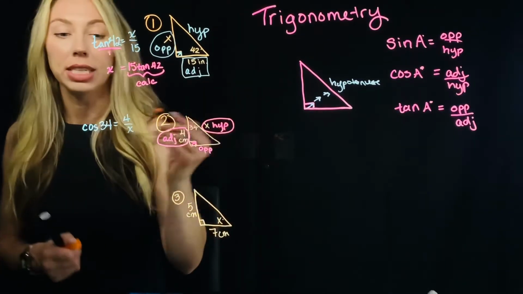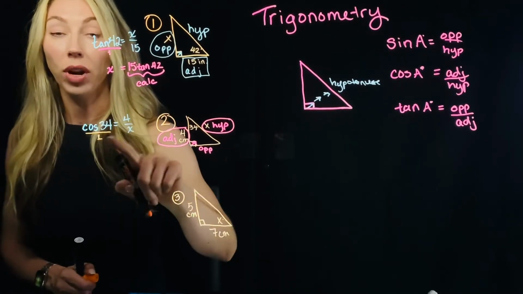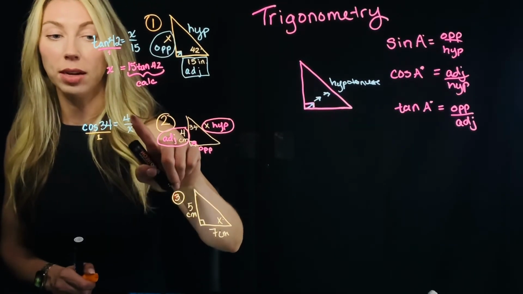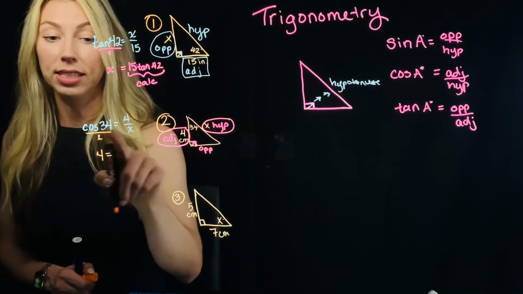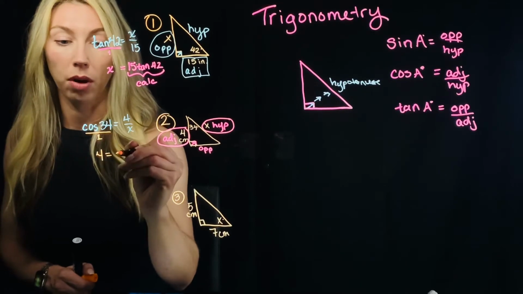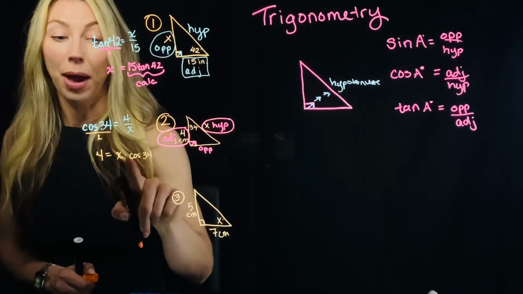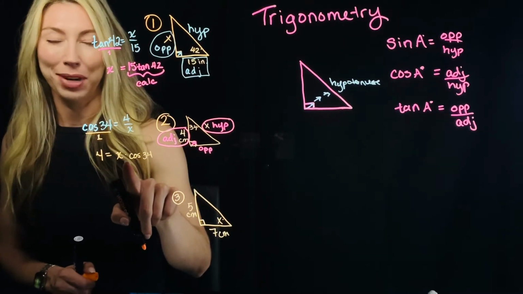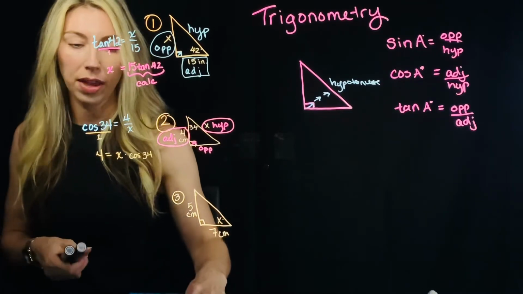So if I do the same thing, I'm going to do my proportion. I put that over 1. And when I cross multiply, the 4 is going to multiply with the 1, which gives me 4. And the x is going to multiply with cosine 34. I usually show the multiplication sign whenever I'm doing this one, just so you guys can see the algebra. That's the second step to solve it.